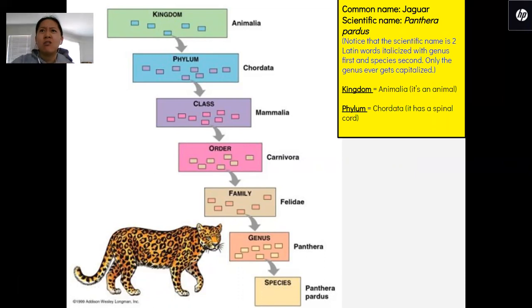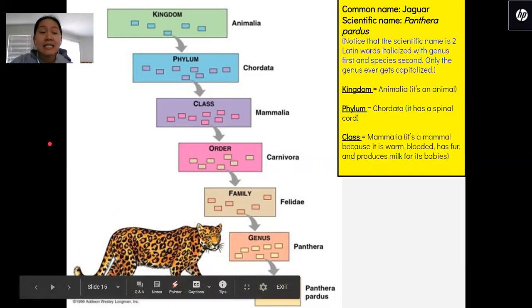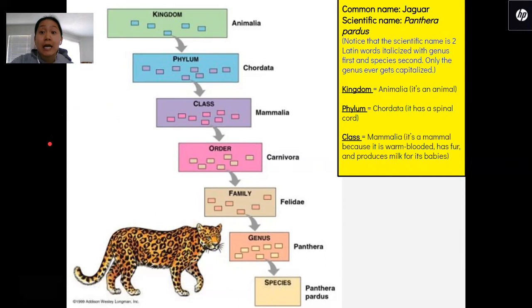And you're like, well, there's a lot of animals that have spinal cords too. Like we have spinal cords. And I'm like, you're right. Cool. So let's get even more specific now. It's in the class Mammalia, right? So it's an animal that has a spinal cord and it's warm-blooded. It gives birth to live babies and it feeds the babies milk from its mammary glands. So we're getting more specific now, right?